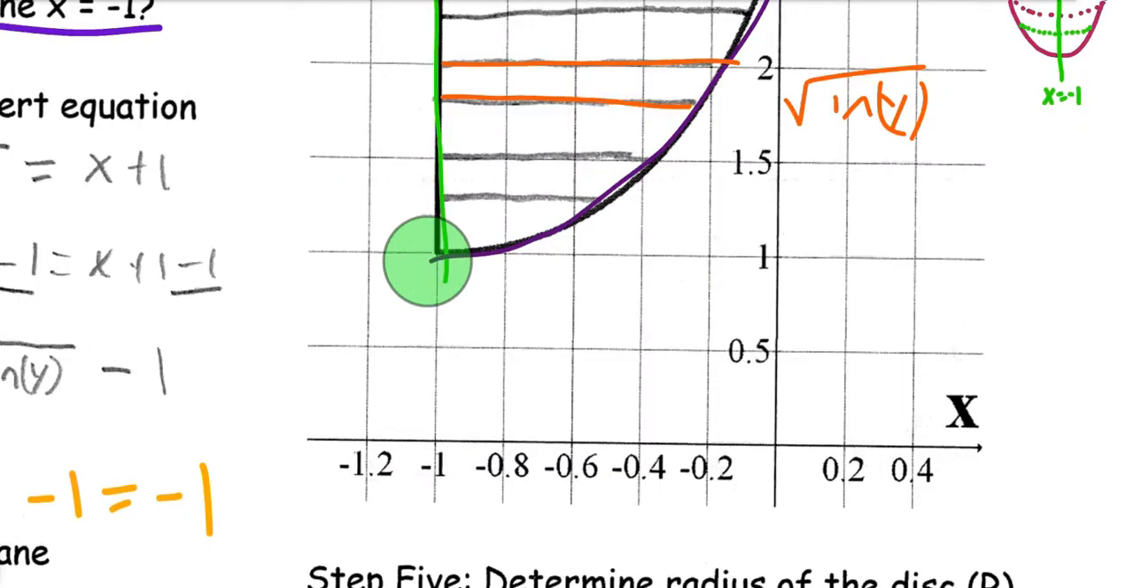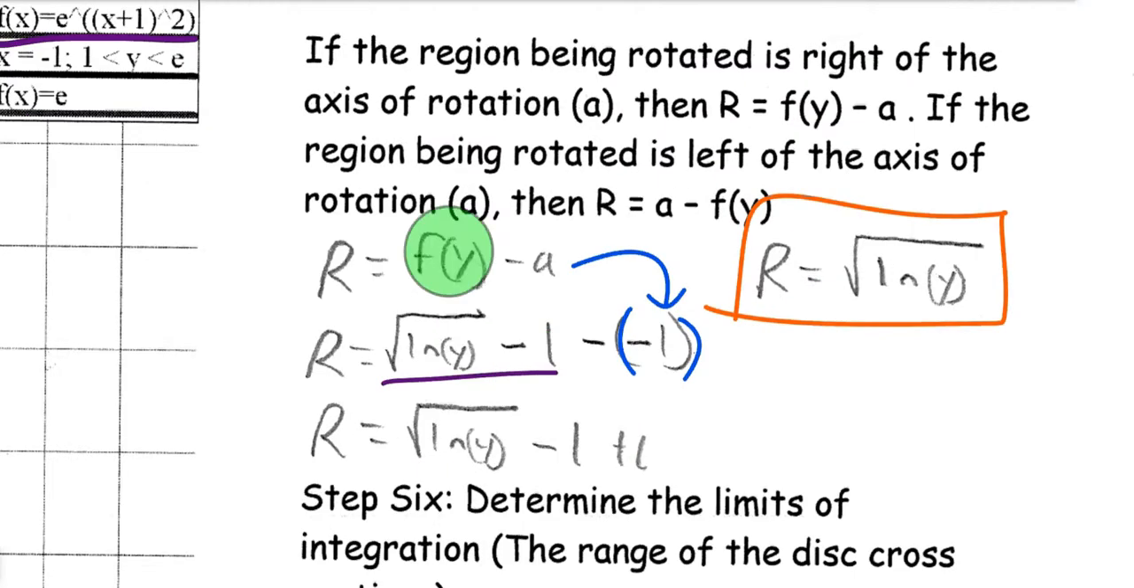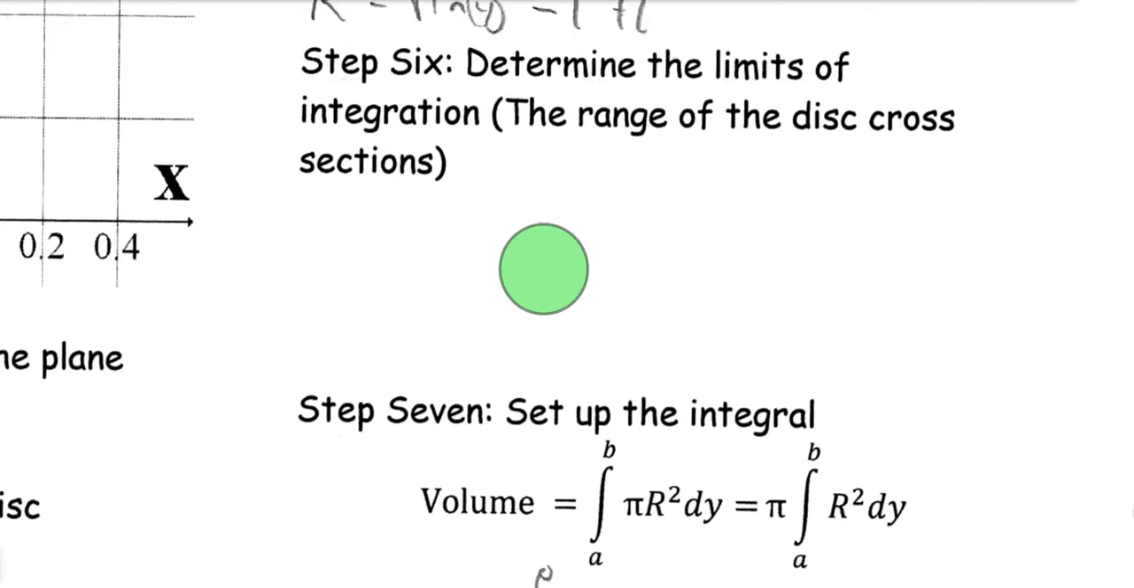But at any rate, it's to the right of our axis of rotation, so that, again, that's why for our radius, we do that curve minus the axis of rotation. All right, now we're going to determine the limits of integration, which is the range of our disks.